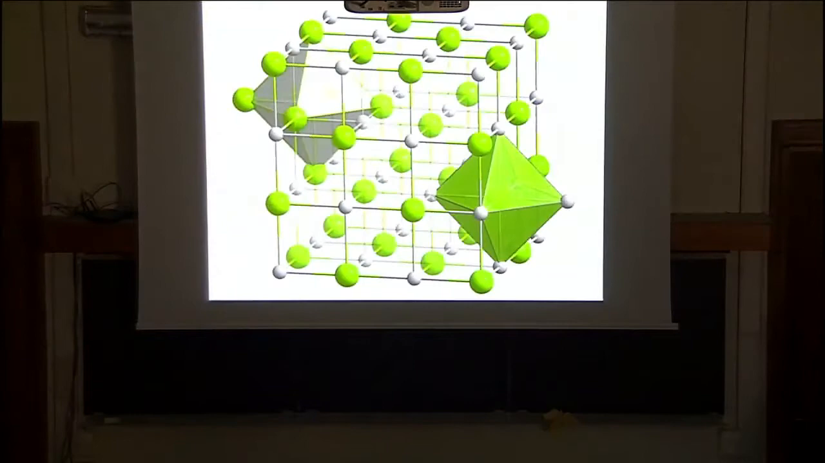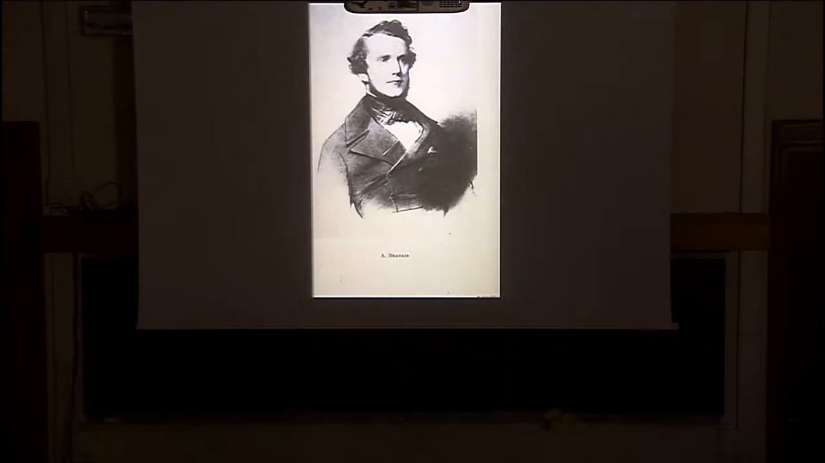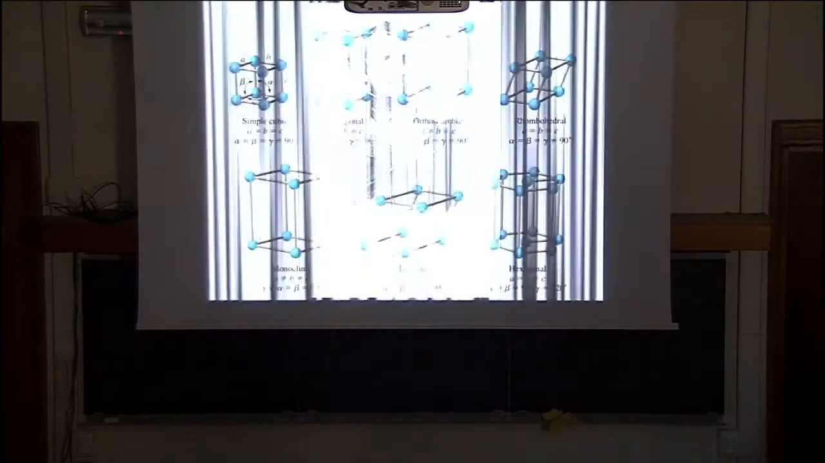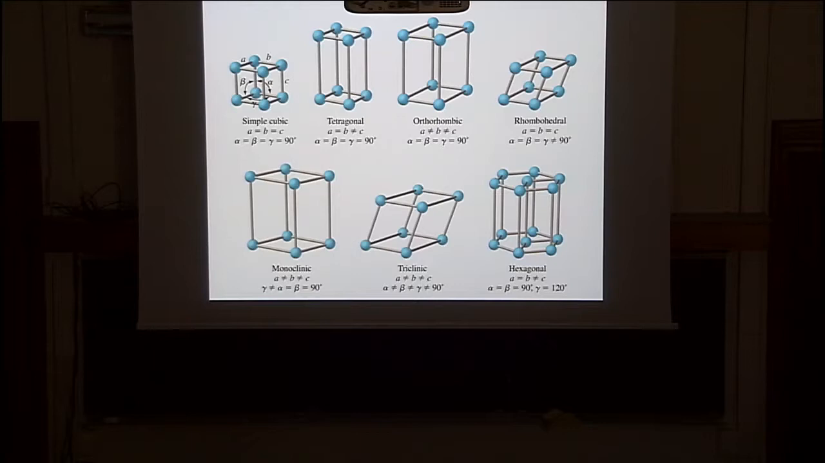And what was allowed was classified by a French physicist, Auguste Bravais, who ended up with a famous classification of possible crystalline structures. There are only seven of them. If you also include the bases, it becomes 14, but nothing else than that.